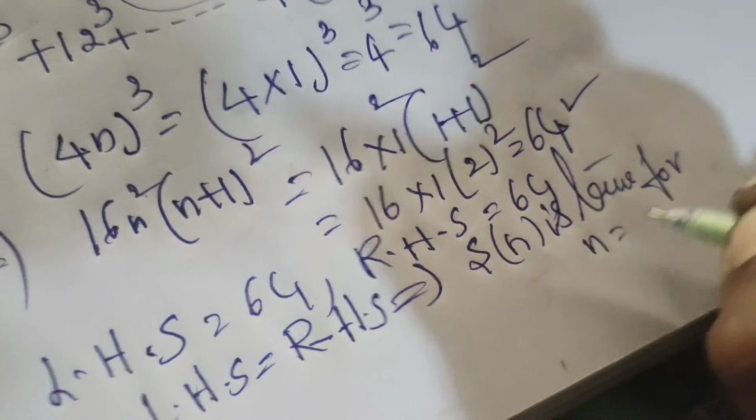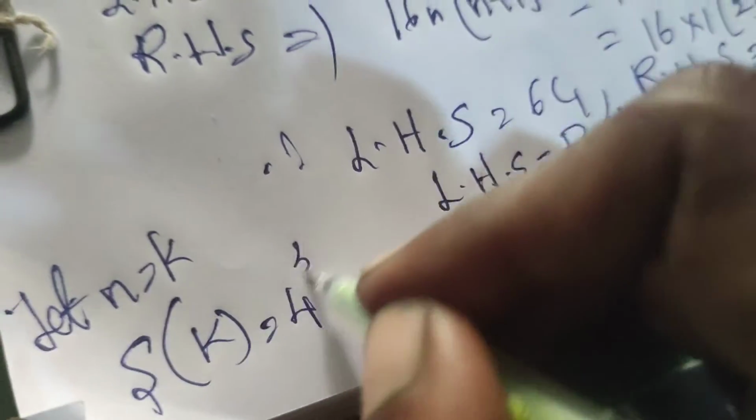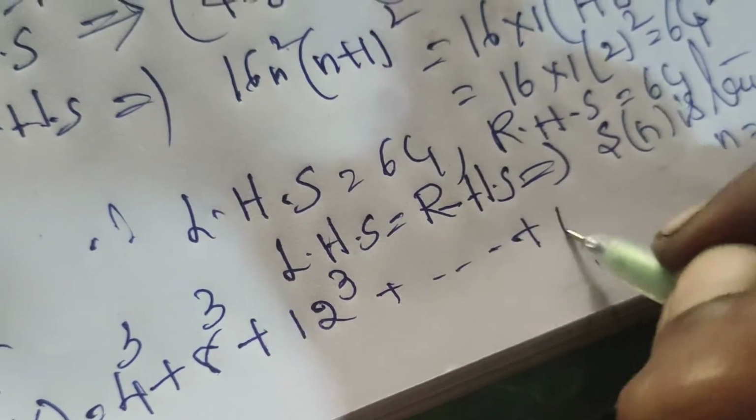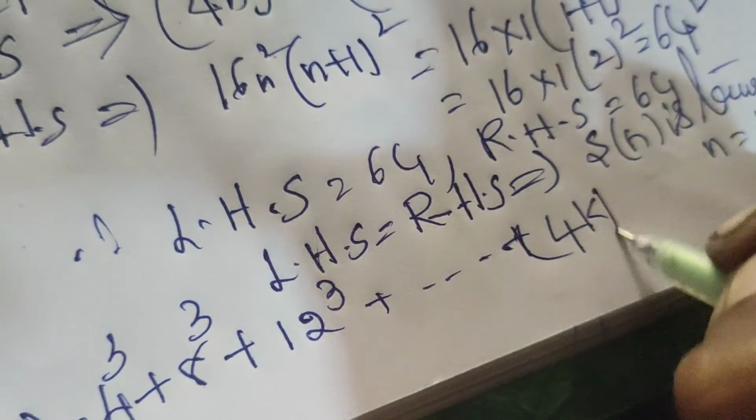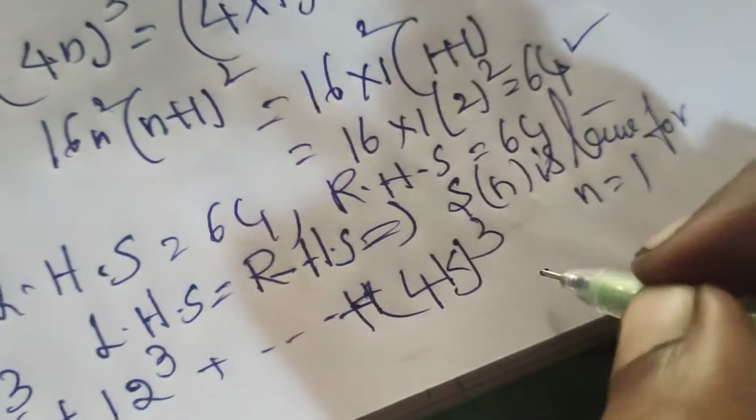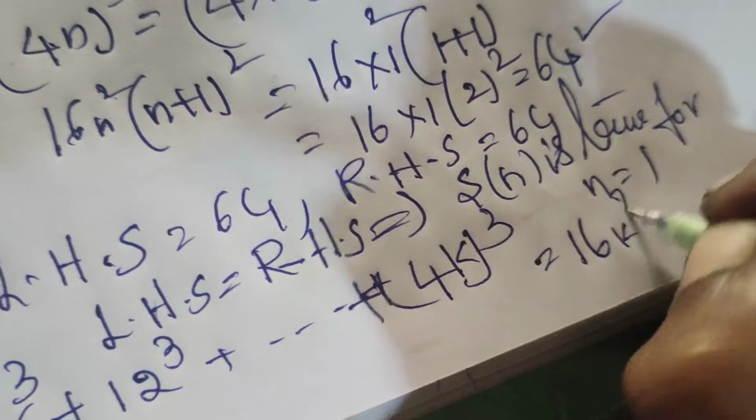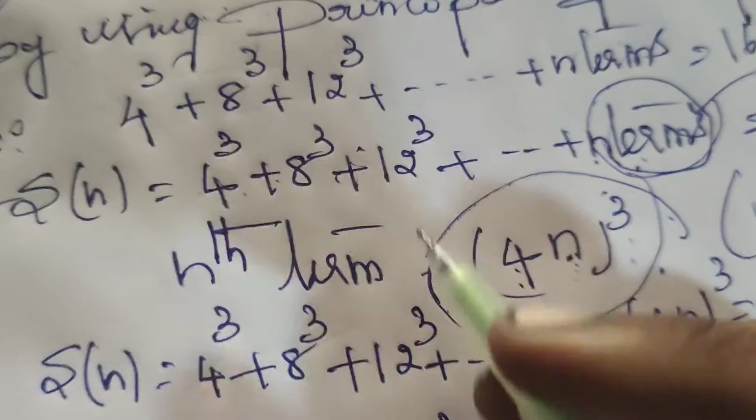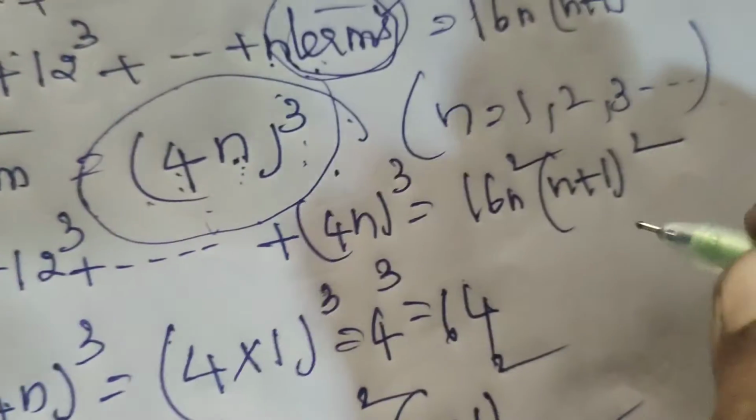The given statement S of n is true for n equals 1. Now assuming that n equals k, S of k equals 4 cube plus 8 cube plus 12 cube plus so on plus 4k whole cube equals 16k square into k plus 1 whole square. This is equation number 2 and this is equation number 1.